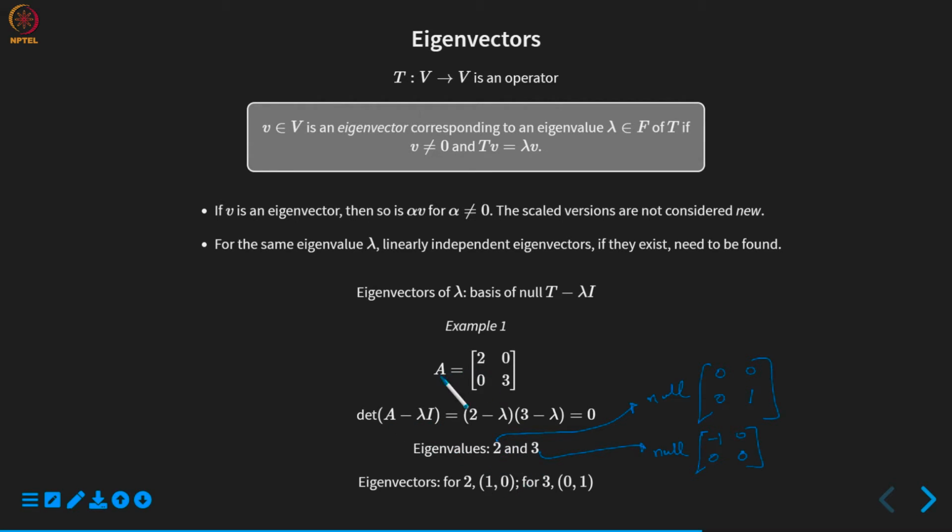So it is A minus 2I, so I have to subtract 2 from the diagonals, so I will get 0 1 here, and for 3 I have to subtract 3 from the diagonals, so you get minus 1 0. You can see the null space of the first one is clearly (1, 0), and for 3 it is (0, 1). So they have just dimension 1 null spaces. You can see that the matrix has rank 1, no? Rank is 1, nullity is 1. So you have dimension 1 null spaces, and the basis is very easy to find in this case.